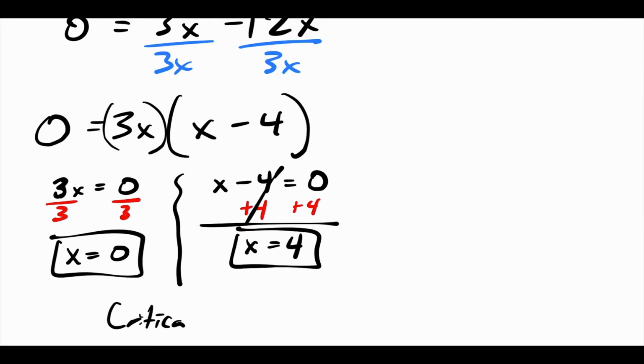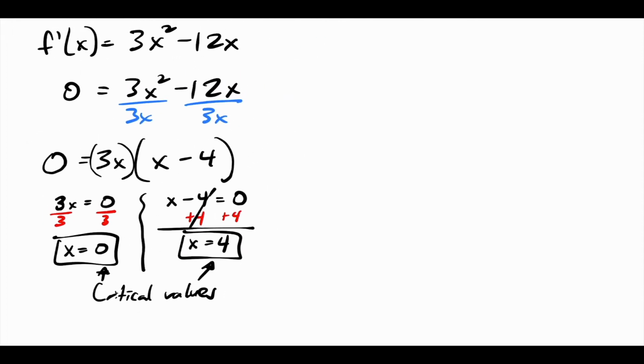Those are my critical numbers, critical values, critical points, whatever you want to call them. Okay? So at those values, I know there's either going to be a maximum or a minimum. I don't know which one. Could be a maximum, could be a minimum. I don't know which one. Okay?